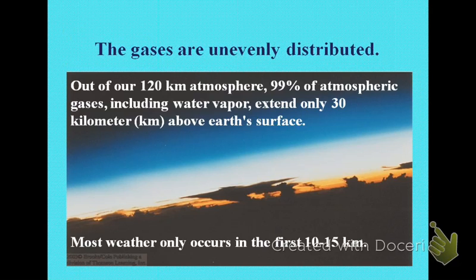Most weather occurs in only the first 10 to 15 kilometers of the Earth's atmosphere. So our Earth's atmosphere is 120 kilometers, but only the first 10 to 15. Think of it, okay, Earth's atmosphere, and that means this much of it, clear down here, is where all the weather occurs, and this much of it maybe is where all the gases are located.